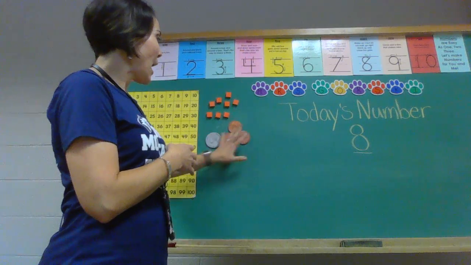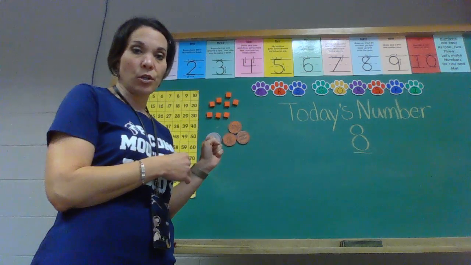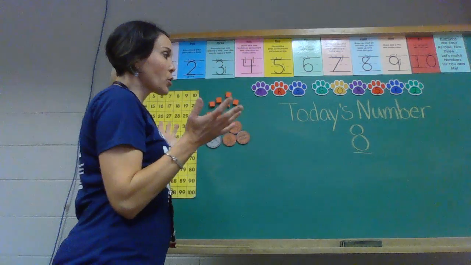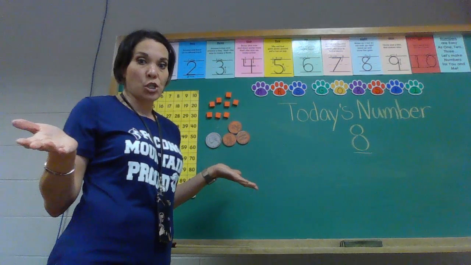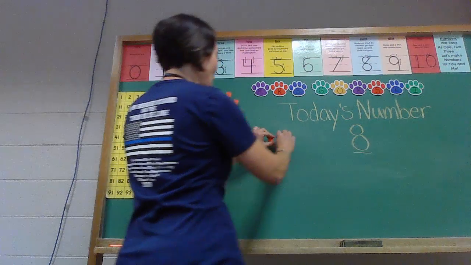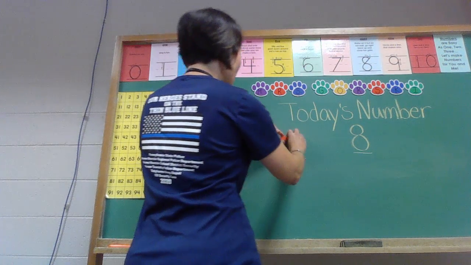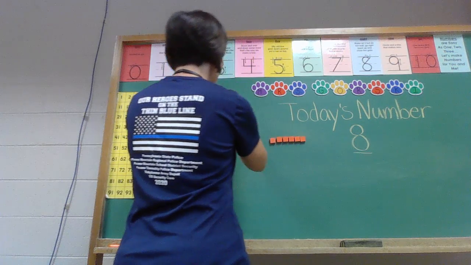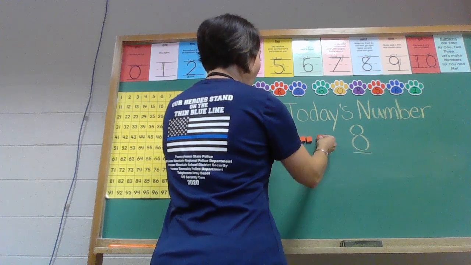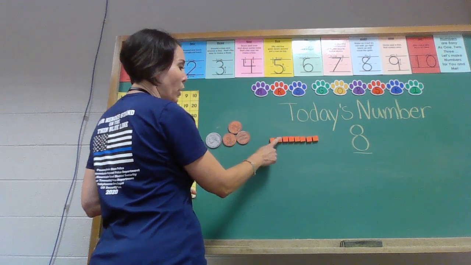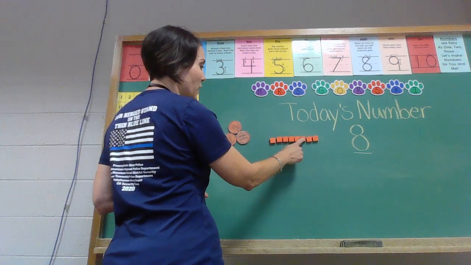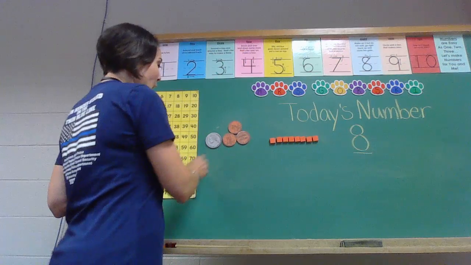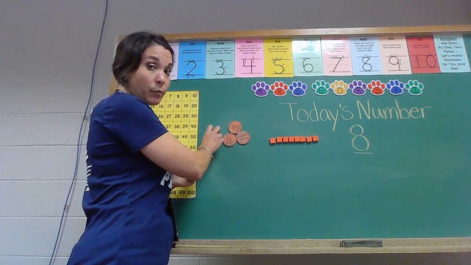So here, I have some materials that we're going to use. I'm also going to write some things down. But first, why don't we show it as a picture? So here I have some tiles that's going to show 8 as a picture. So I have 8 square tiles, 1, 2, 3, 4, 5, 6, 7, 8. That's showing 8.